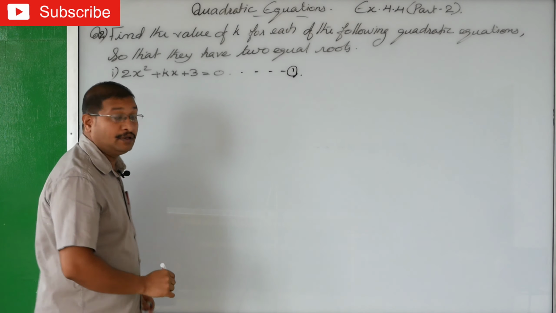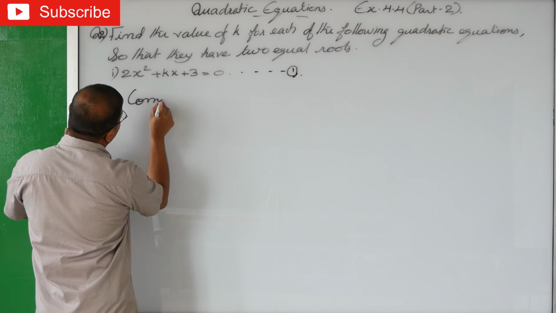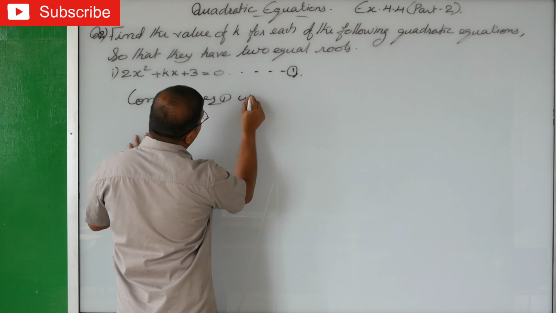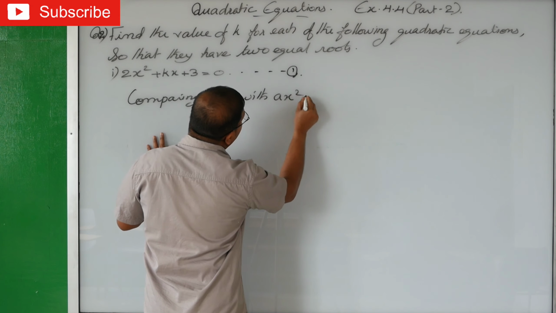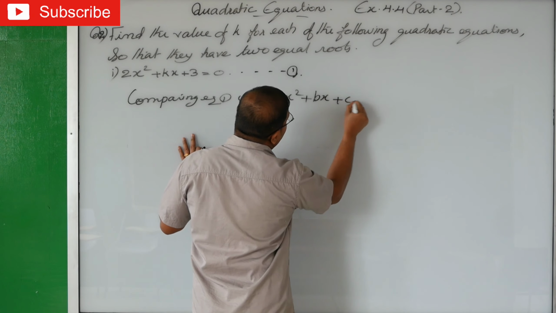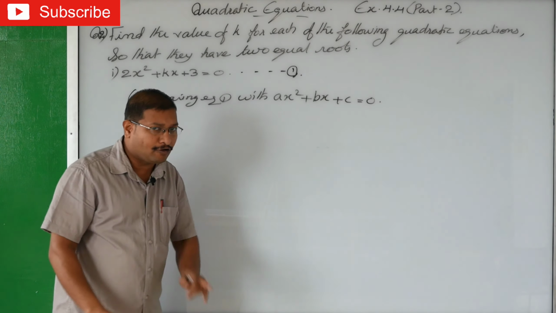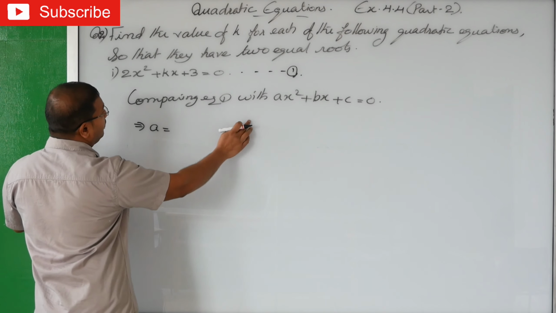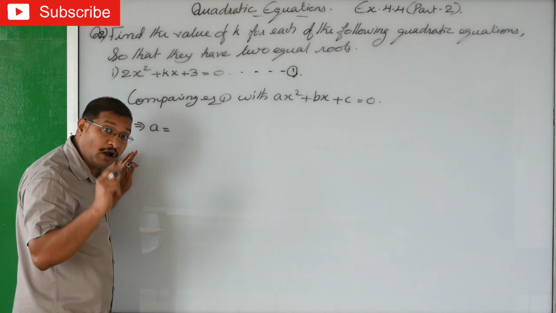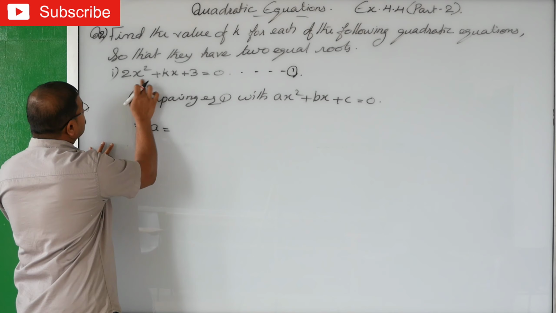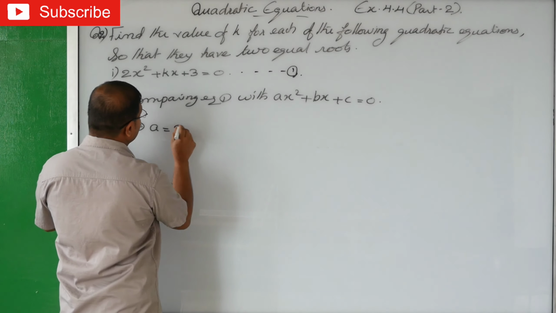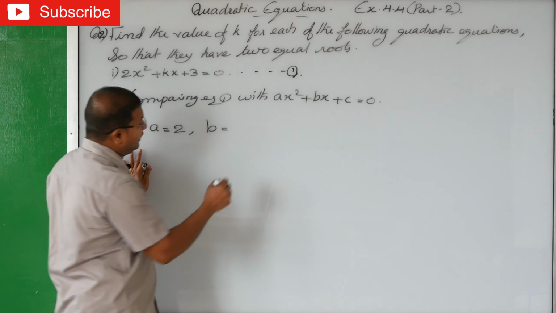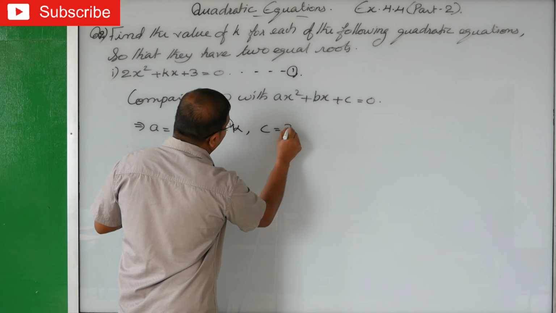After that, what you'll do? We'll write comparing equation 1 with ax square plus bx plus c equal to 0. This is the general equation for a quadratic equation, isn't it? That implies, what is the value of a? A is the coefficient of x square, that is 2. So a is 2 and b is k, and c is 3.